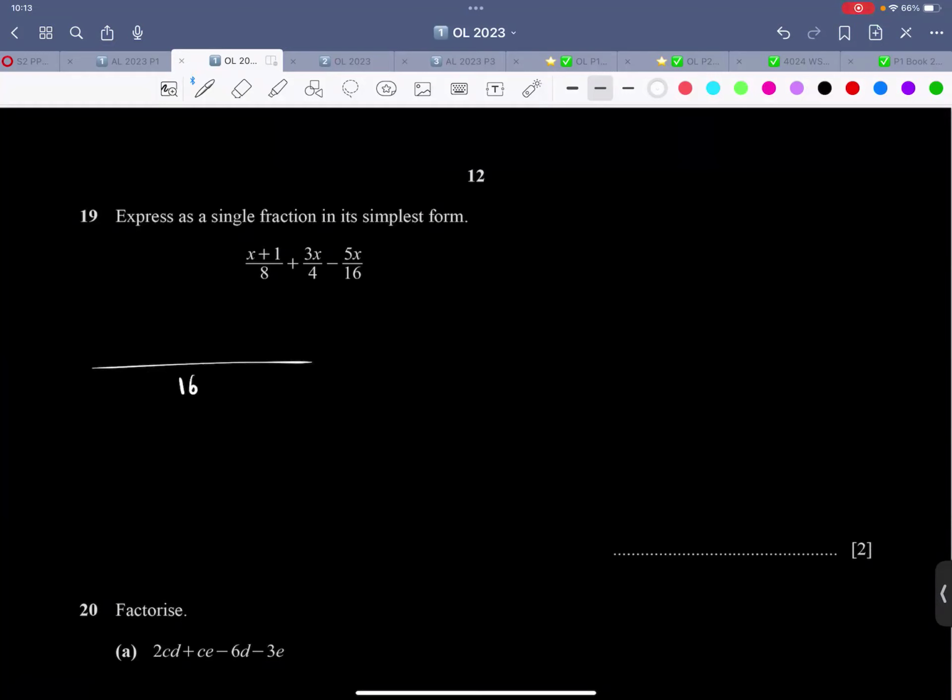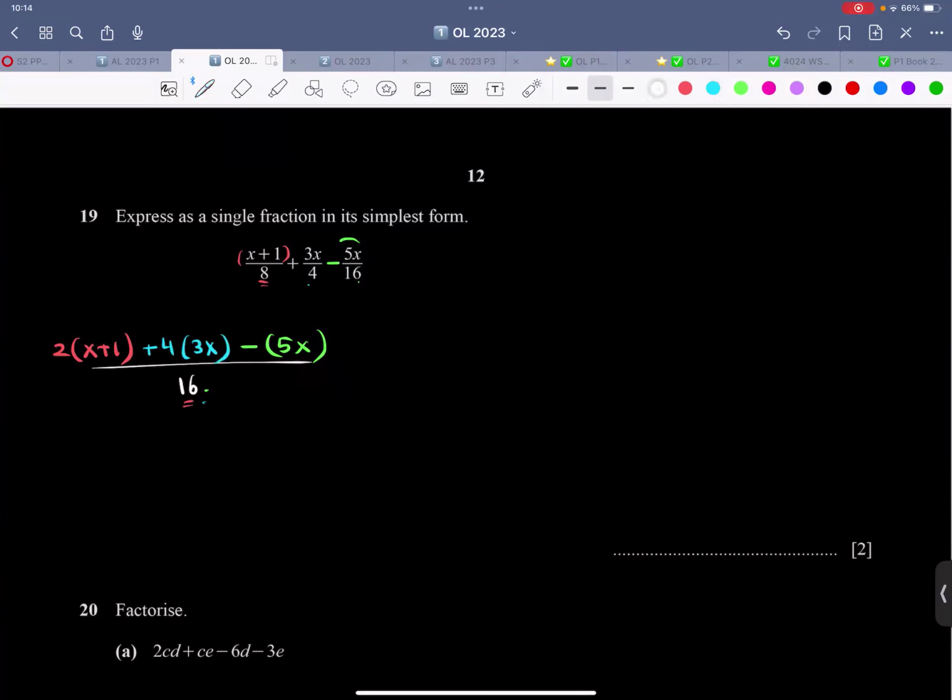So this negative and this 5x remain the same, because this and this are exactly the same. So this is negative and this is 5x. Let me put a bracket. Now, when we talk about x plus 1, since there is 8 over here, there is 16. 16 divided by 8 is 2. So this is 2 times x plus 1. And what about this one? This is 4. This is 16. 16 divided by 4 is 4. So this is 4 into 3x.